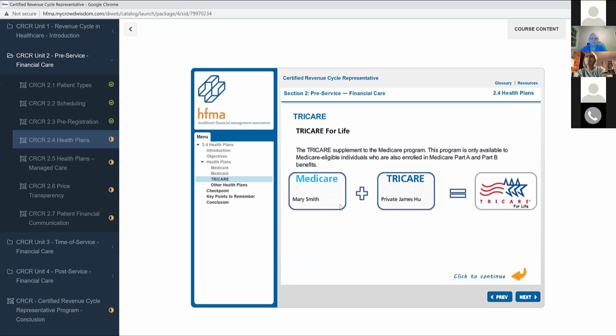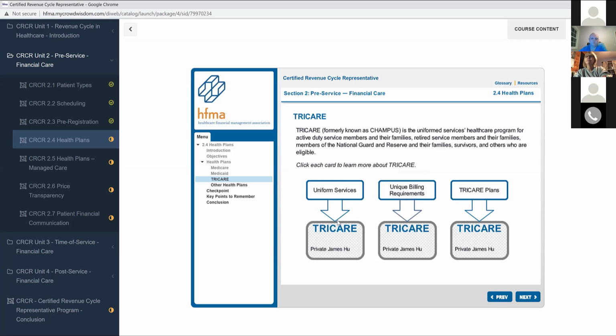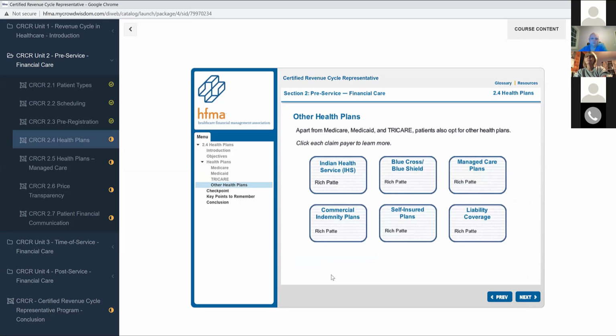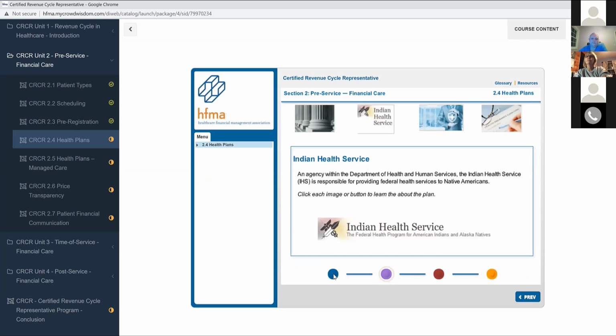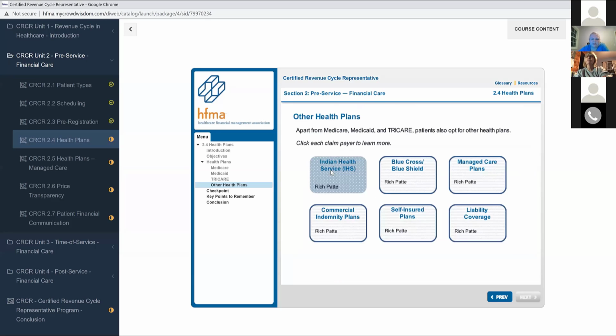Next, other health plans. Apart from Medicare, Medicaid, and Tricare, patients also opt for other health plans. So here you have your managed care plans. I know we've gone through these. Some examples of managed care plans include your preferred provider organizations, health maintenance organizations, exclusive provider organizations, and point of service plans.